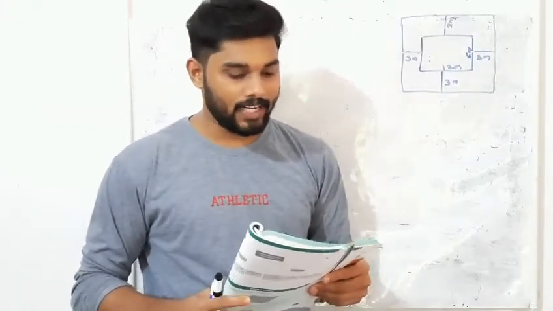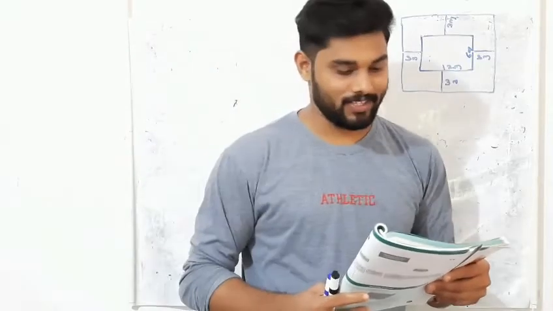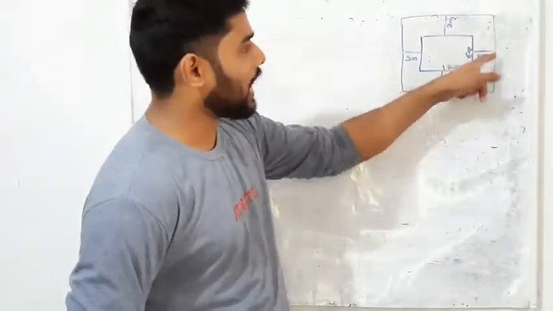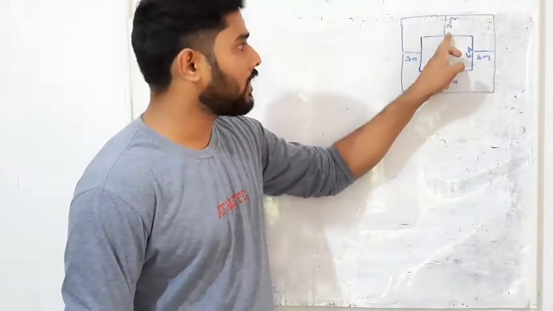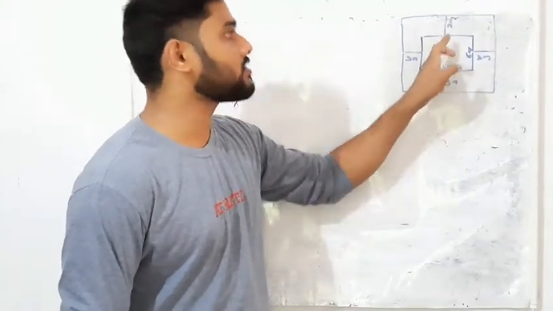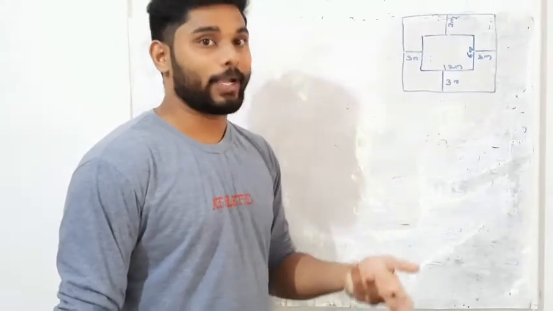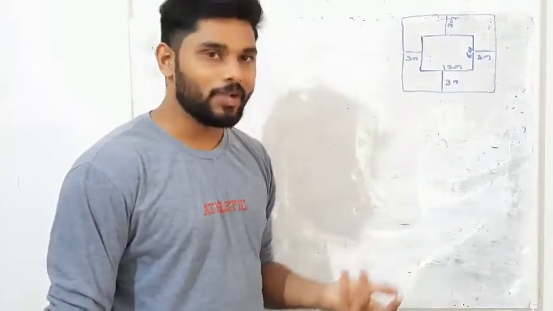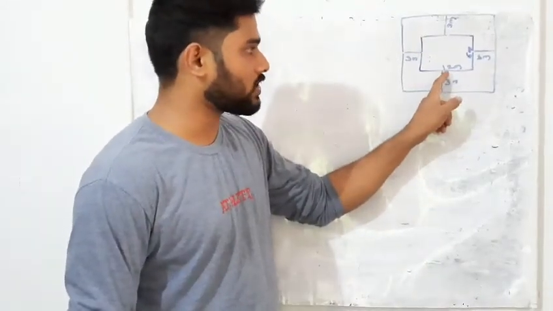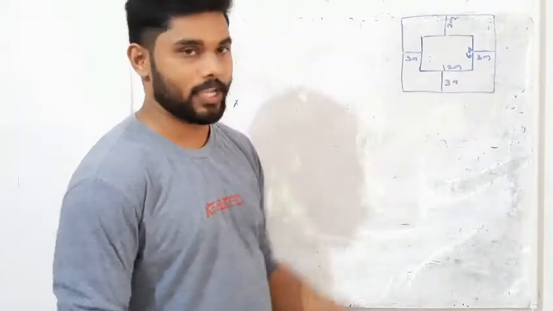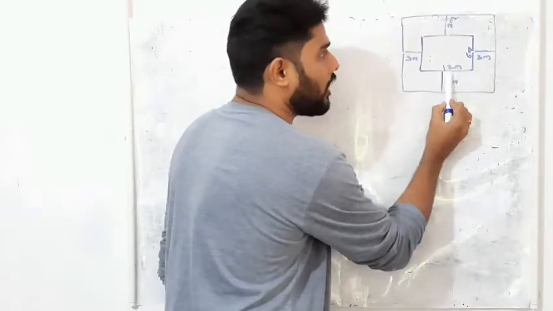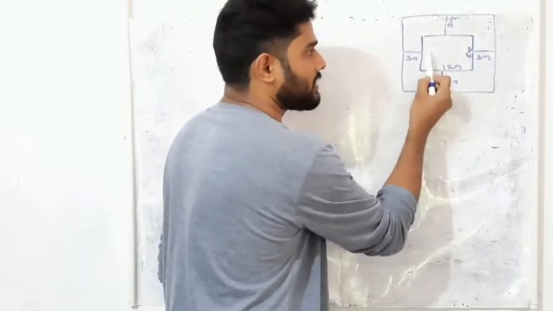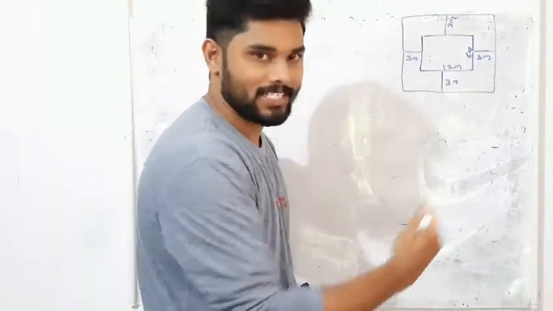It is surrounded by a 3 meter wide path as shown below. Surrounded means on all sides, from here to this is the small rectangle. This side is 12, and according to a rectangle, opposite sides are equal, so this is also 12. This is 6, and this is also 6 because opposite sides are equal.